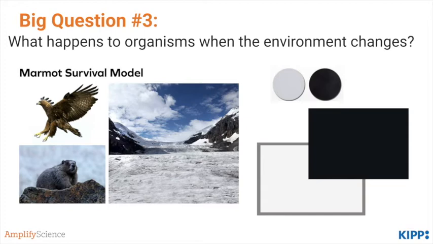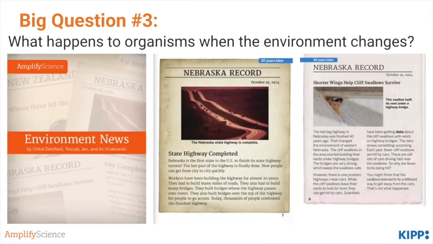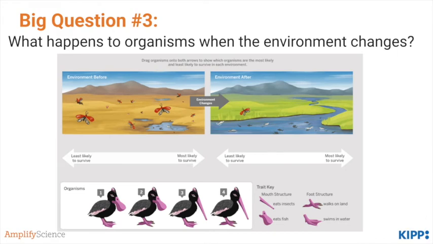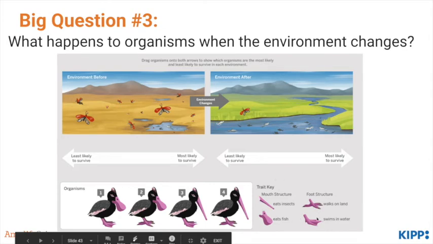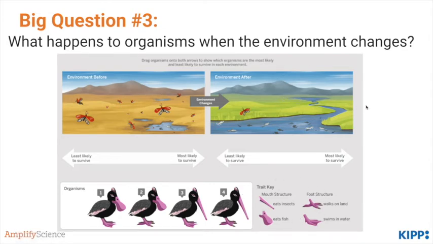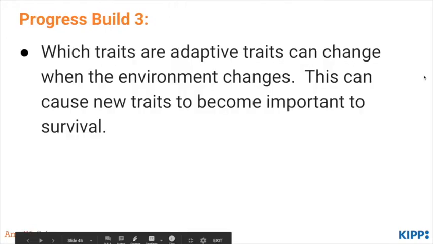However, what happens when the glacier melts? They switch to black paper to model that, and they figure out that in this case, the white trait actually makes it harder for marmots to survive now that the environment has changed. So which trait is right for the environment can change if the environment itself changes. Students reinforce this concept by reading in the book Environmental News about various traits over the years and how those have changed. They model this with before and after pictures of an environment and various beak and foot structures that are either helpful for that environment or not, by deciding which birds are most likely to survive in each of these environments. At this point, students should understand Progress Build 3.